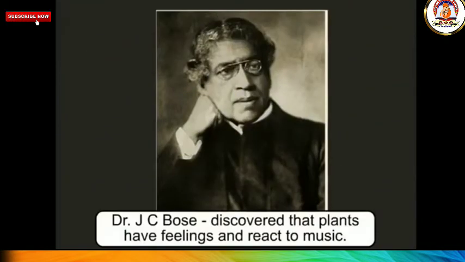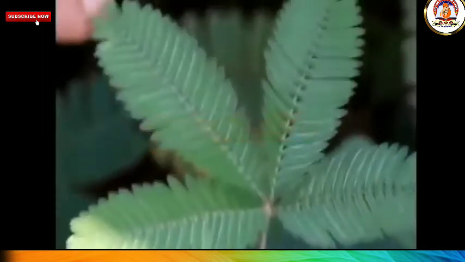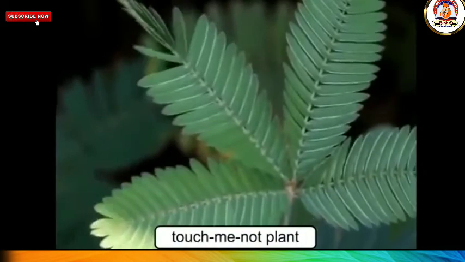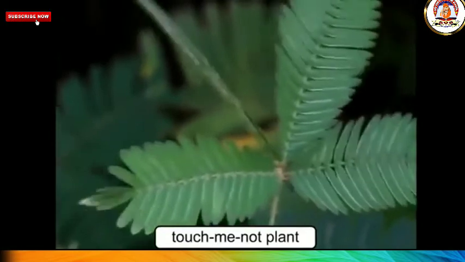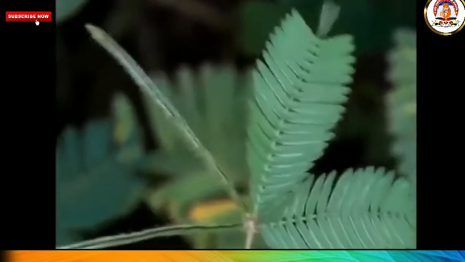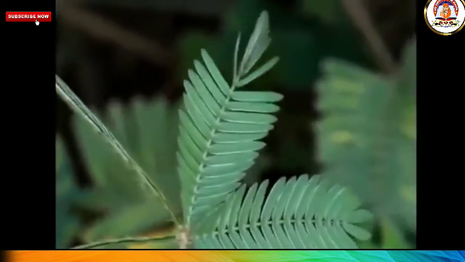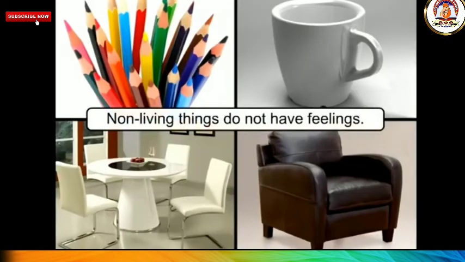A scientist, Dr. J.C. Bose, had discovered that plants have feelings. They also react to music. Let's do an activity. Touch the leaves of a touch-me-not plant. When you touch the leaves of a touch-me-not plant, its leaves fold inwards and droop. This shows that the touch-me-not plant reacts when touched. Non-living things do not have feelings.